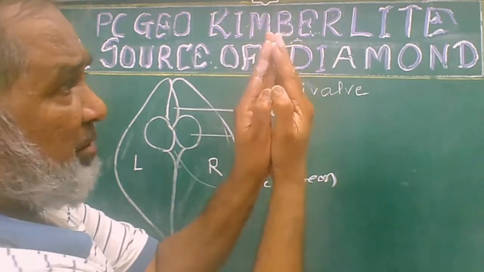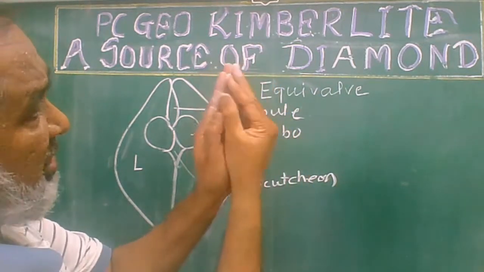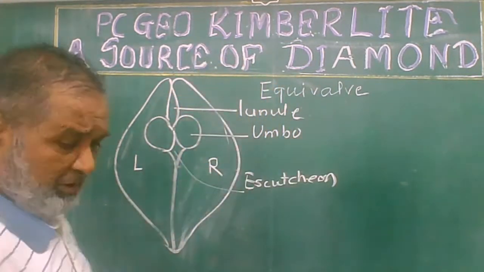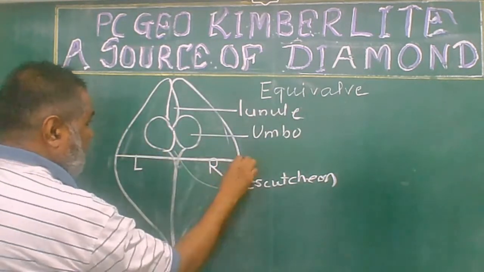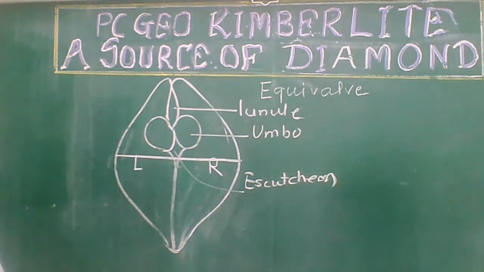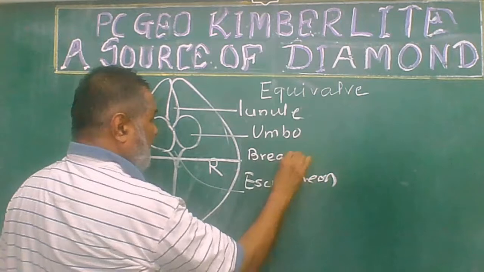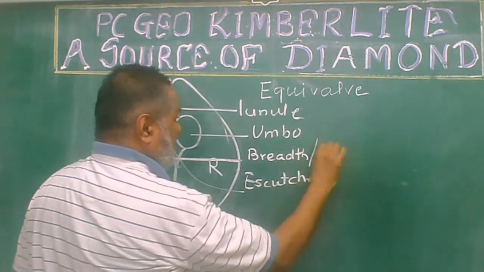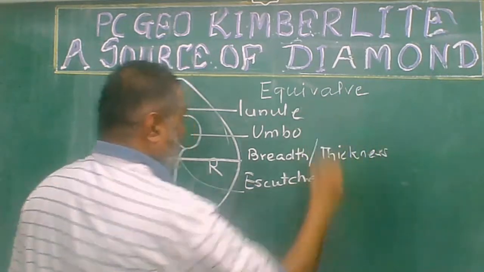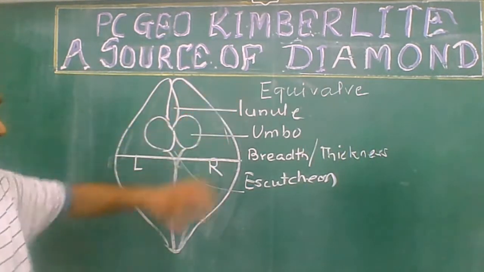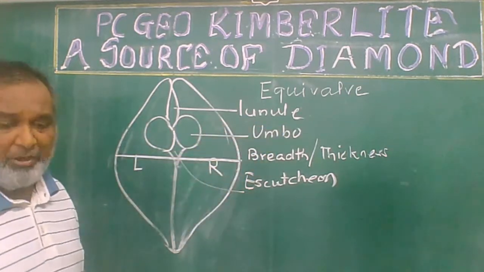So there is no need to remember the diagram here. You have to remember your hand and you can get this complete figure. When you measure the distance between the left and right in the center, this will be called the breadth or thickness of the shell. So now, for the equivalved shell, we have seen the lunule, umbo, and breadth or thickness of the shell.